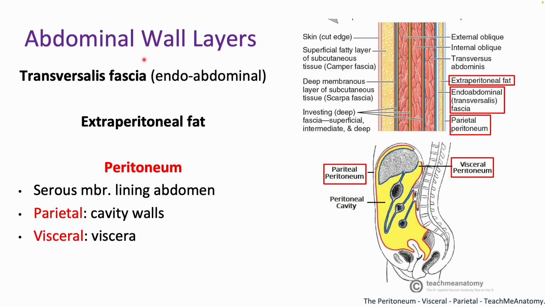Now continuing with our abdominal wall layers, deep to the muscles, so we've gone through to this point. Once we get deep to the muscles, we're going to hit our transversalis fascia, and this is going to be important clinically for a certain region that we'll talk about later. It's also known as our endo-abdominal fascia. Deep to that, we're going to have extraperitoneal fat before our peritoneum. So outside of our peritoneum, we have extraperitoneal fat. Finally, we get to our peritoneum, which again, we're going to look at more in the future, but it's this serous membrane lining of the abdomen. And we're going to have parietal and visceral layers.